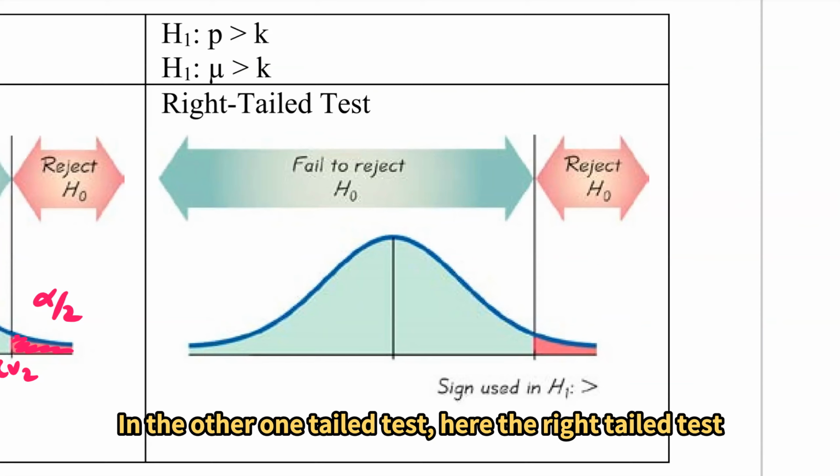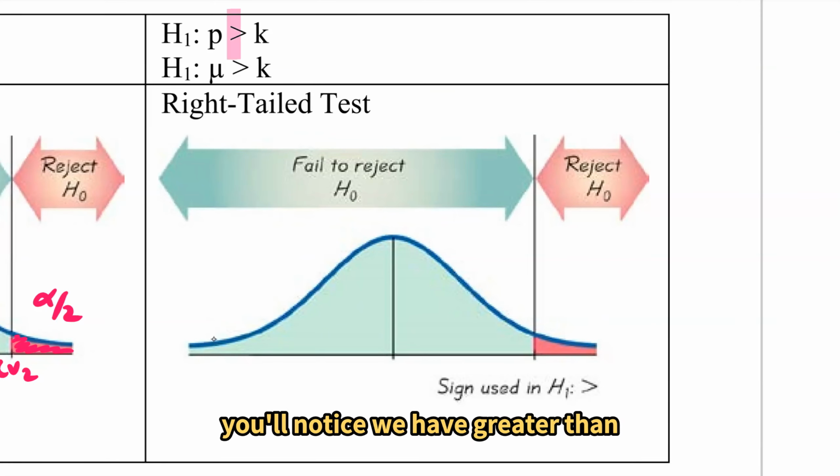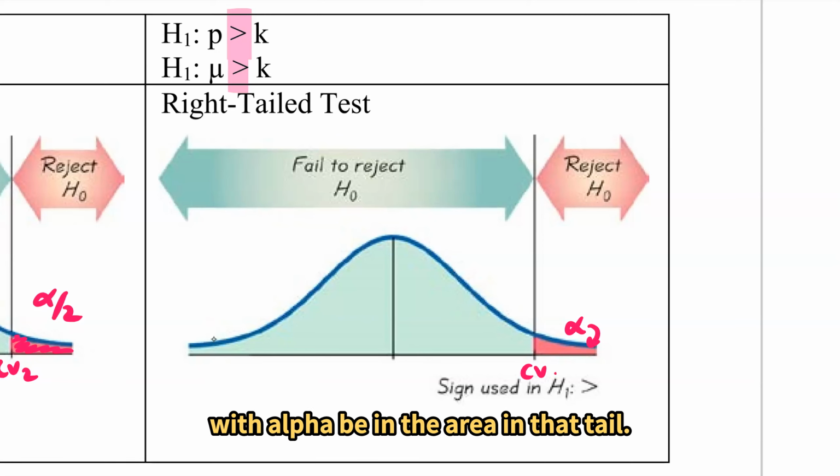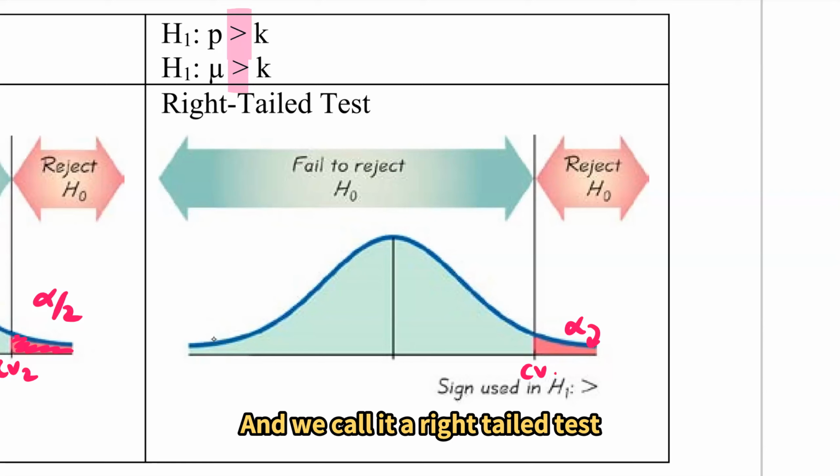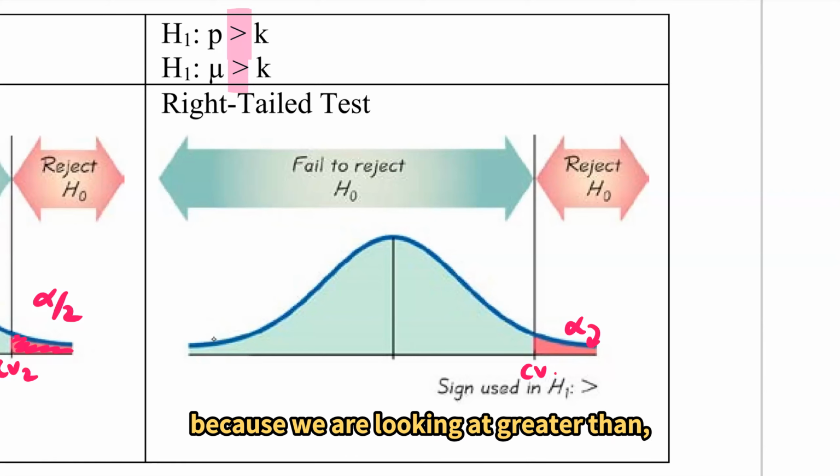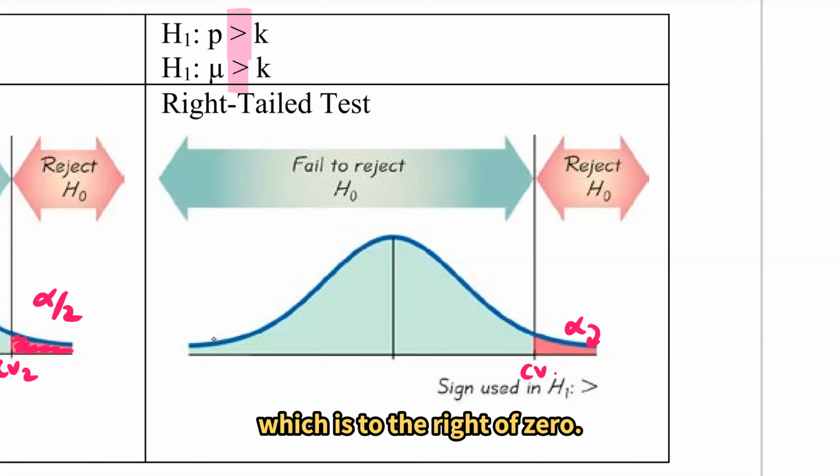In the other one-tailed test, here's a right-tailed test. You'll notice we have greater than, and we only have one critical value with alpha being the area in that tail. And we call it a right-tailed test because we are looking at greater than, which is to the right of 0.